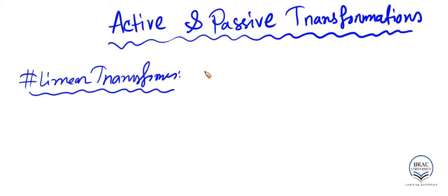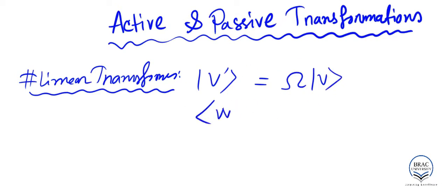So the linear transformations were written like, let's say you have a v prime, you have some operator, let's say omega, and you have v over here. So this gives you a linear transformation, and so does, let's say, w prime is just w omega, or let's say this is another operator, omega prime. And these linear transformations can be seen as either active transformations or passive transformations.